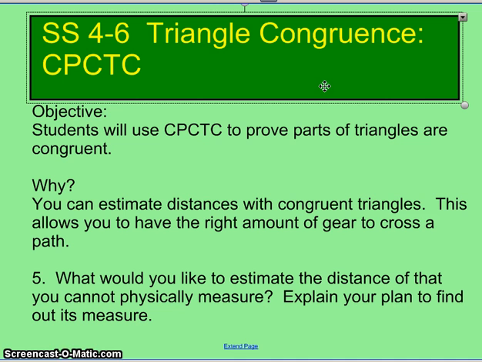This is Mr. Lane talking about Section 4.6, triangle congruence. Corresponding parts of congruent triangles are congruent. What this allows us to do is, once we have triangles congruent, we can say that any part of them would be congruent by CPCTC. So make sure you write down the section title and number 5. You'll make sure you answer number 5 in your notes, and also be looking for that secret word throughout today's lesson. So let's get rolling here.